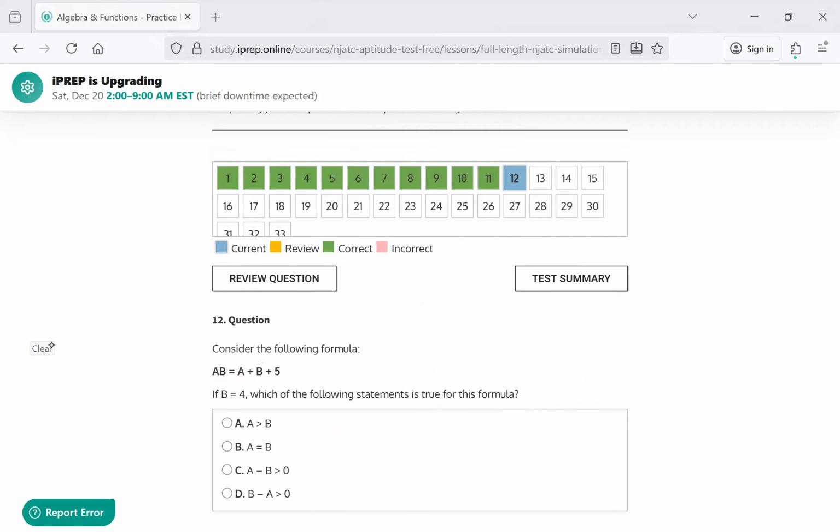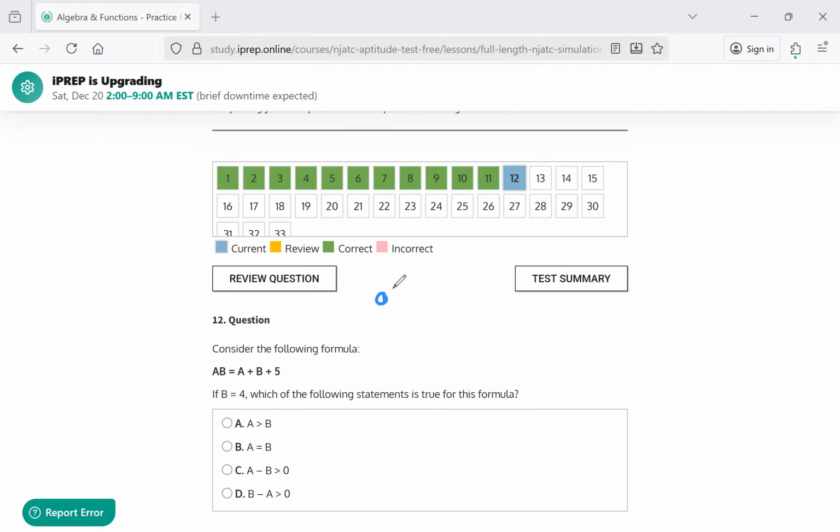Okay, let's do question 12. Consider the following formula: 4A equals A plus B plus 5. And if B equals 4, which of the following statements must be true? So what I would do is plug in 4 for B into the equation and then solve for A.